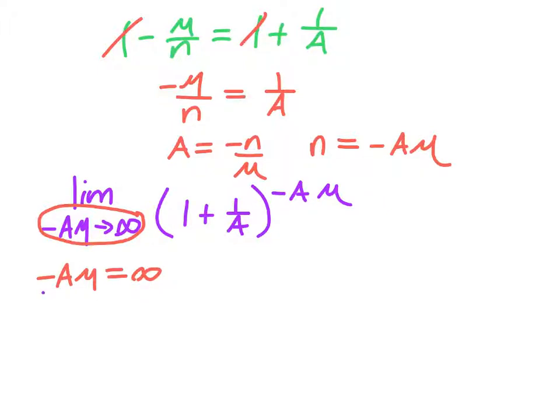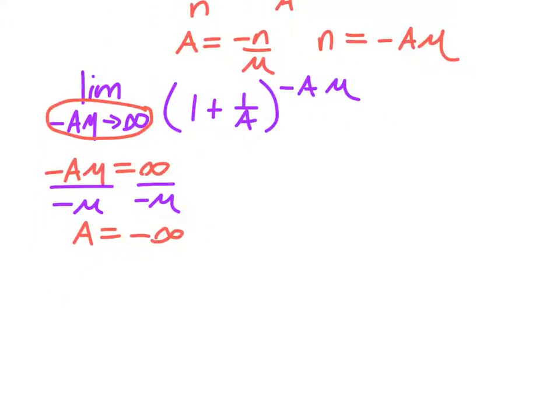So I would divide both sides by negative mu. And what would infinity divided by a negative constant be equal to? Negative infinity. So we redefine our limit as a approaches negative infinity.